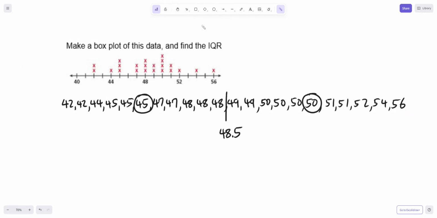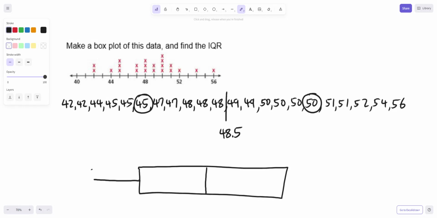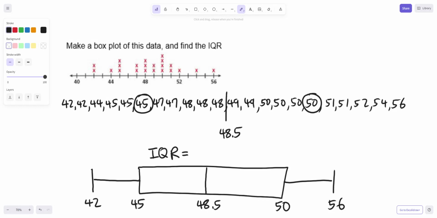We don't have a number line, so we can just make a generic box plot that's not drawn to scale, with our minimum and our maximum. Minimum is at 42. First quartile is at 45. Median is 48.5. Third quartile is at 50, and the maximum is at 56. But don't forget the IQR, the interquartile range, being 50 minus 45. So the interquartile range is 5.